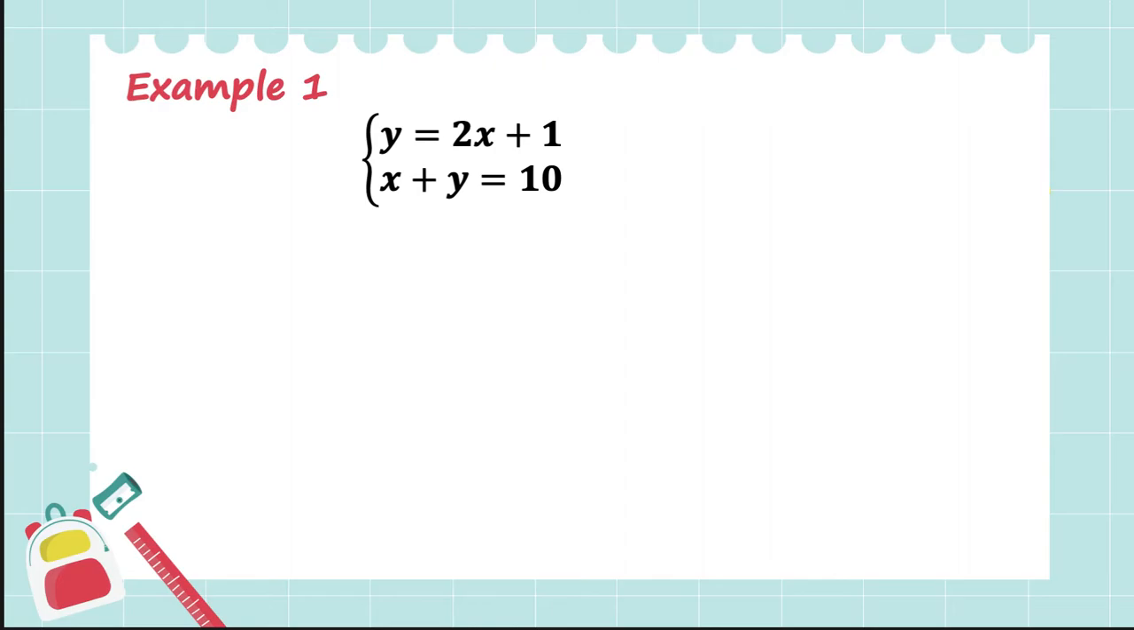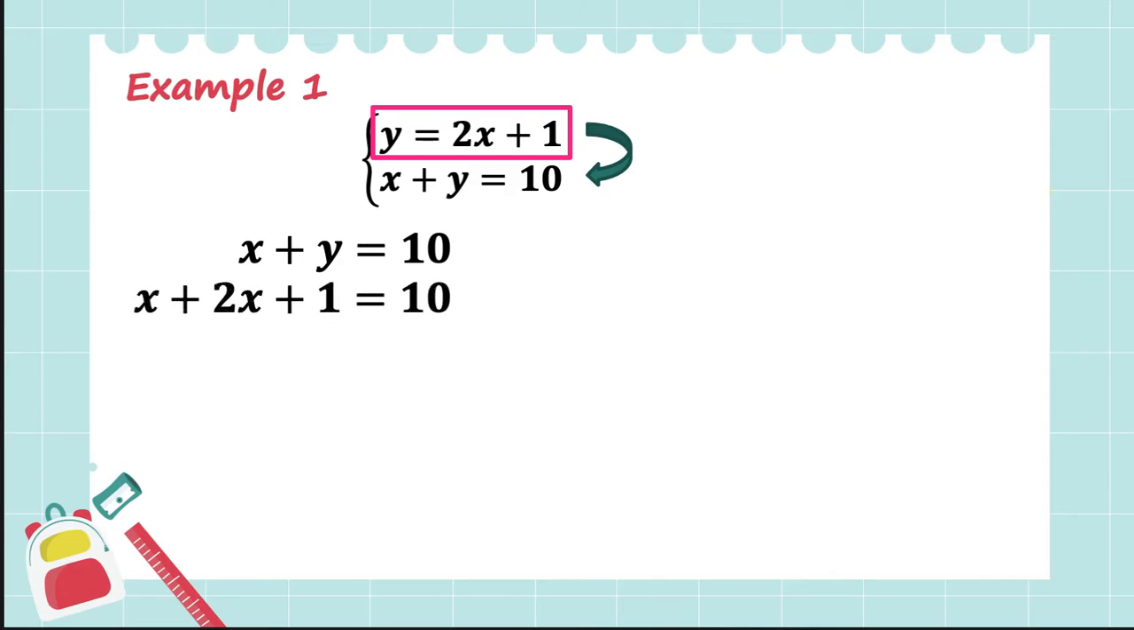Again, the first step is to express one of the linear equations in terms of x or y. Looking at our first equation, it is already expressed in terms of y, so we can already use this one. What we are going to do is substitute 2x + 1 into the second equation. Rewrite the second equation, x + y = 10, and change y to 2x + 1. Just copy x here, then y becomes 2x + 1, and then copy 10.